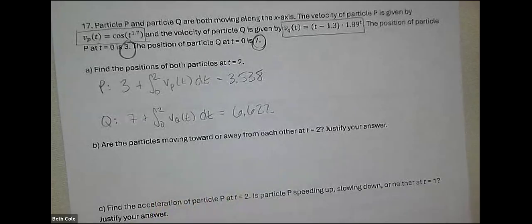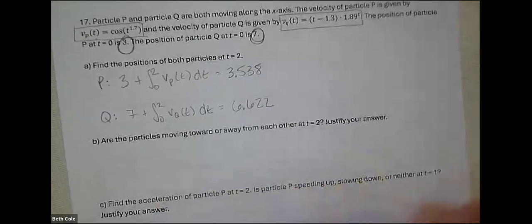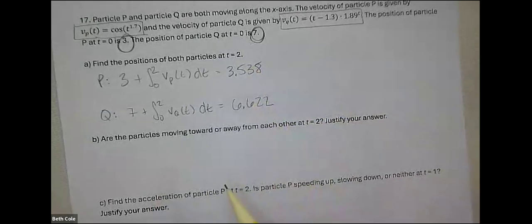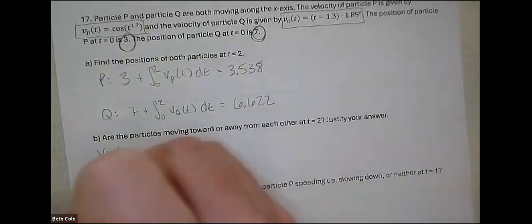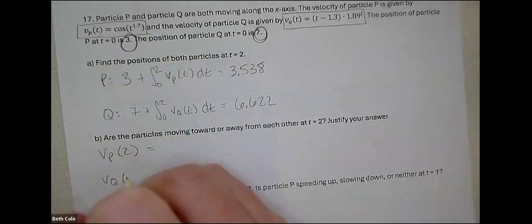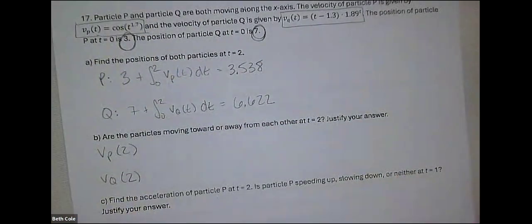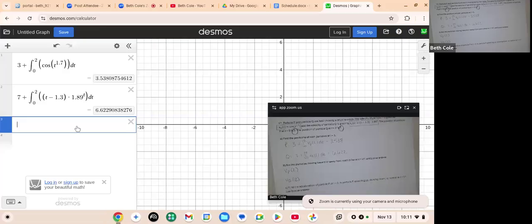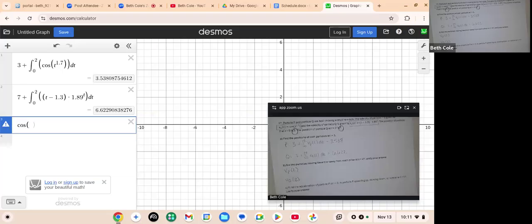Are the particles moving towards or away from each other at time 2? Justify your answer. So we are going to need to write a little sentence here. I found where they are, I just need to know what direction they're moving. So that's going to come from the velocity. So I'm going to do velocity of particle P at time 2, and velocity of particle Q at time 2. And actually, I don't need to say what they actually equal. I just need to know what direction we're going. So I just need to know if they're positive or negative. So you're better off just saying positive or negative, because if you type it wrong, but it comes out to the correct sign, you can sort of get away with getting it correct. If you put the actual wrong number down, then it's going to be wrong.